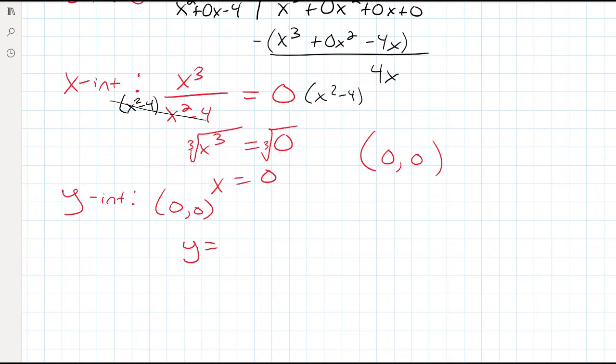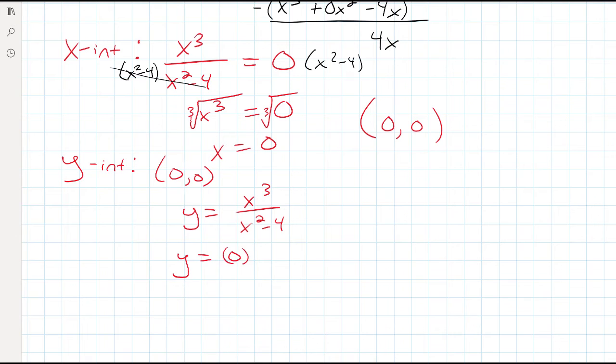Y equals, I'm just going to rewrite our function here, f of x, which is y. It's x cubed over x squared minus 4. And for your y-intercept, you set all of your x values to 0. All right, 0 cubed over 0 squared minus 4. You get 0 over negative 4, which is legal, which gives us 0. So the y-intercept is the point 0, 0. So as I told you, the x and y-intercept are both 0, 0.